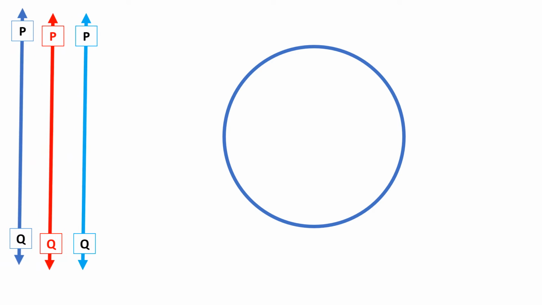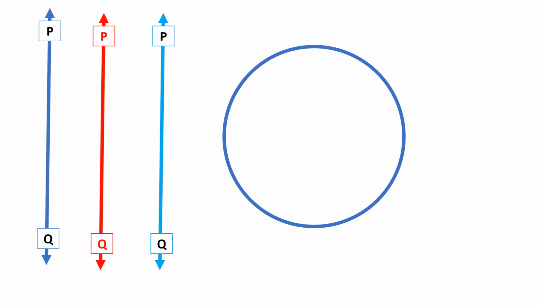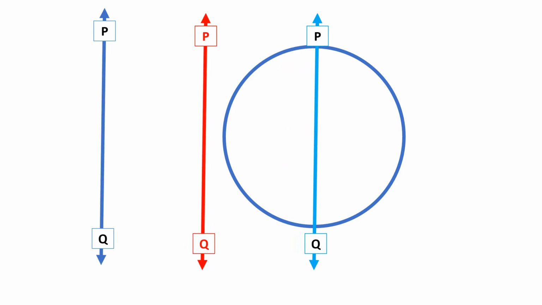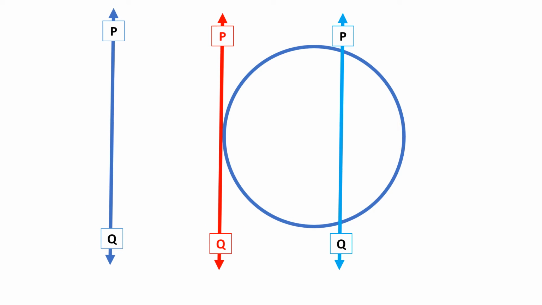Children, let us consider a circle and a line PQ in a plane. There are three possibilities. What are the three possibilities? In the first possibility, we will see that line PQ doesn't intersect with the circle. In the second case, line PQ intersects with the circle at one point. And in the third case, the line intersects with the circle at 2 points.